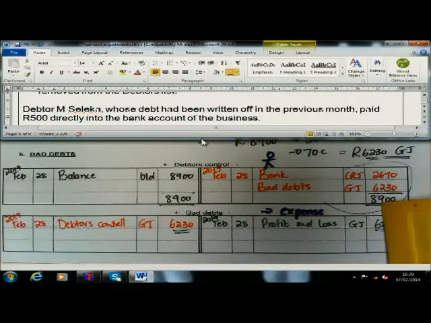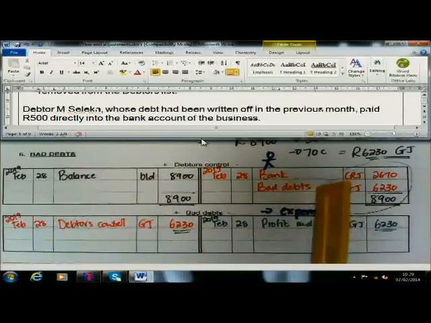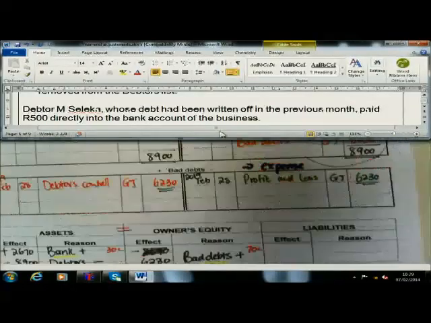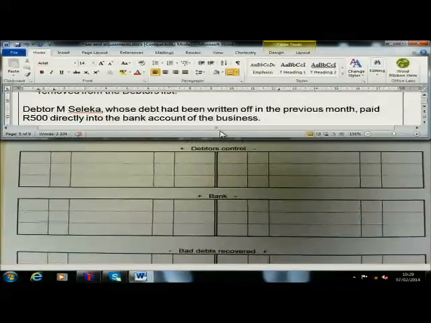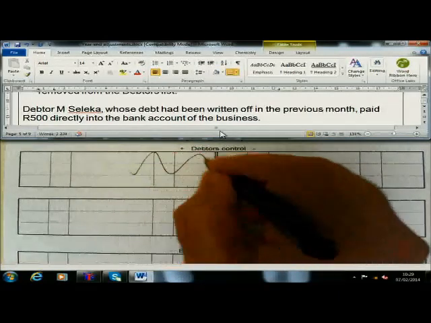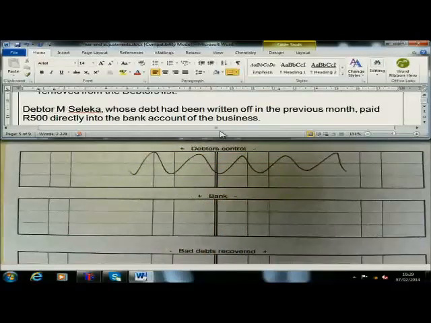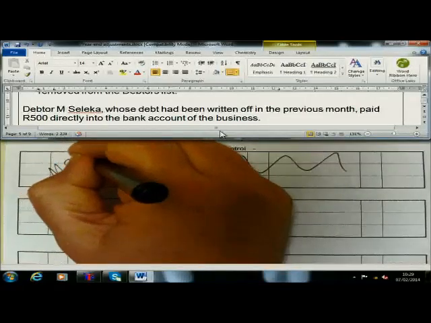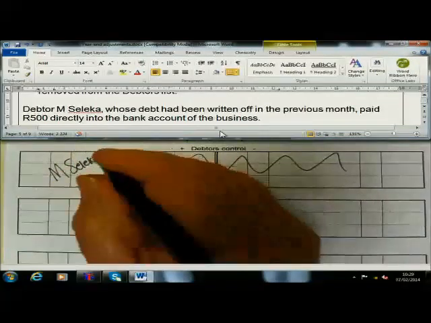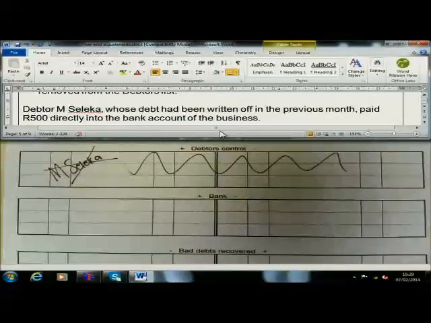But now they come back later and they bring you money. That debtor is not in your books anymore, so you don't use debtors control. Debtor M. Seleka, whose debt has been written off in the previous month, paid 500 Rand directly into the bank account of the business. That debtor didn't exist. Can you see? We are not going to put anything in the debtors control because M. Seleka was a debtor long ago, but he's not a debtor anymore.